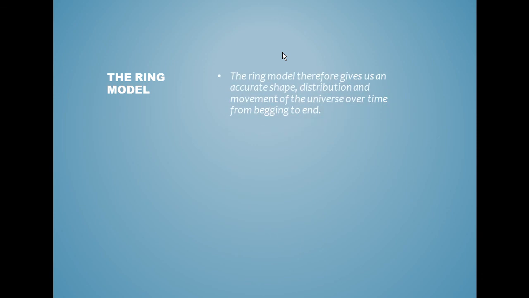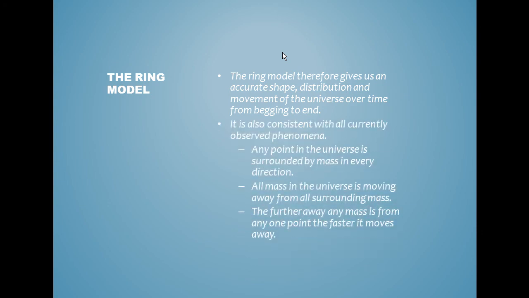Alright, the ring model therefore gives us an accurate shape and distribution of the movement of the universe over time from beginning to end. It is also consistent with all current observed phenomena. Any point in the universe is surrounded by mass in every direction. All the mass in the universe is moving away from all other surrounding mass, and the further away that mass is from any one point, the faster it is moving away. So this does agree with all observed phenomena. What this doesn't agree with is current theory that the universe is flat, that the universe started from a Big Bang.